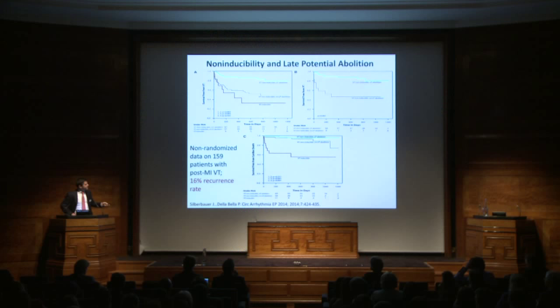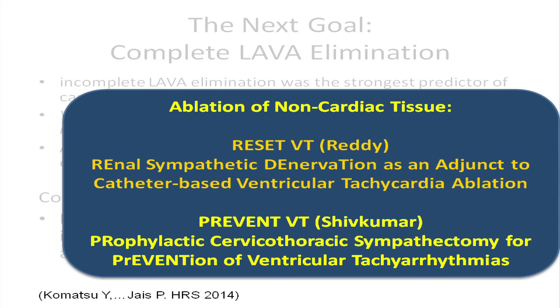You can also ablate non-cardiac tissue. Let's not forget that. You can ablate the renal sympathetic nervous system as an adjunct to VT and possibly reduce VT recurrence, as being looked at by Vivek Reddy, as an adjunct to first or second ablation. And you also could do it as a salvage. If all else fails, and if all else fails in Shiv Kumar's lab in UCLA, then there's really nothing that's going to work. You do cervical sympathectomy.